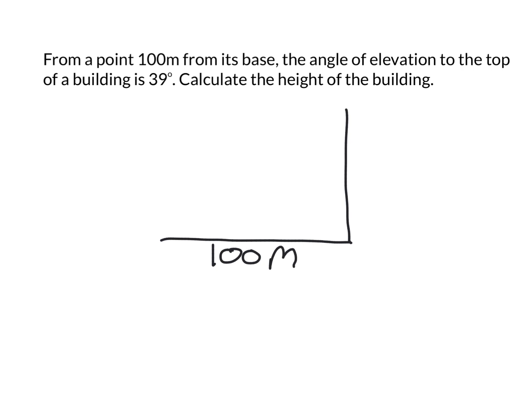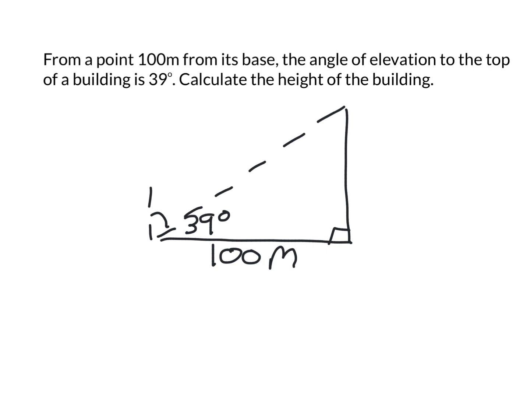Now we're told the angle of elevation is 39 degrees. So we draw a line here making a right angled triangle, and one of the angles is going to be 39 degrees. Now the angle of elevation and depression are always the angles made with the horizontal. It's this angle that is 39 degrees, not this angle in there.